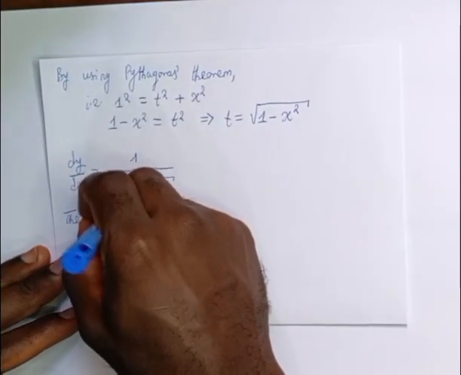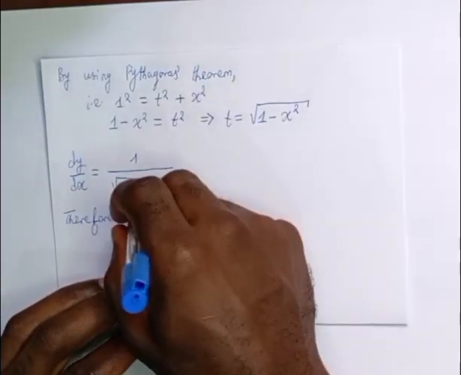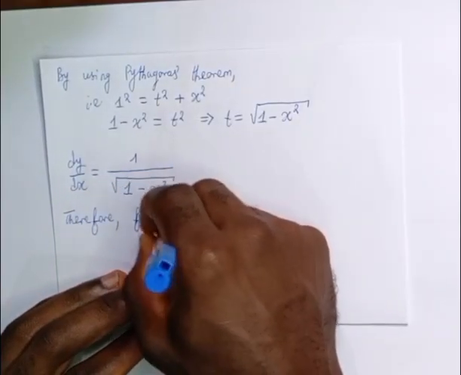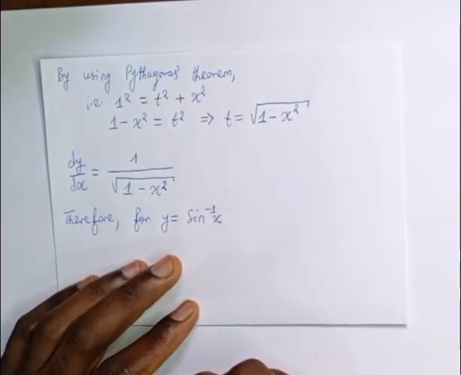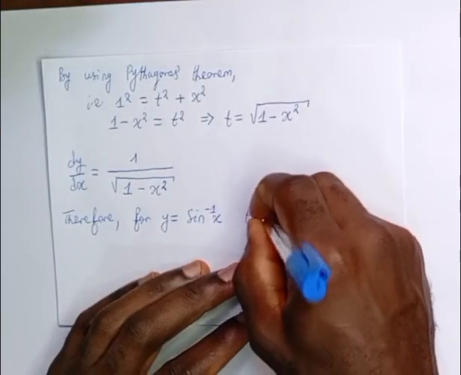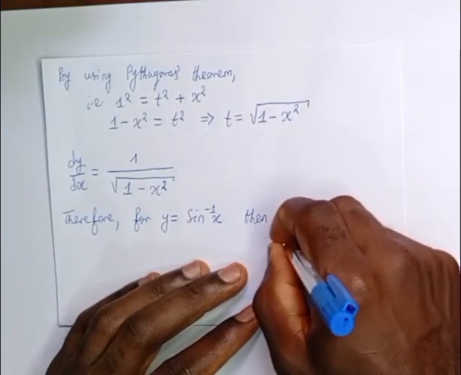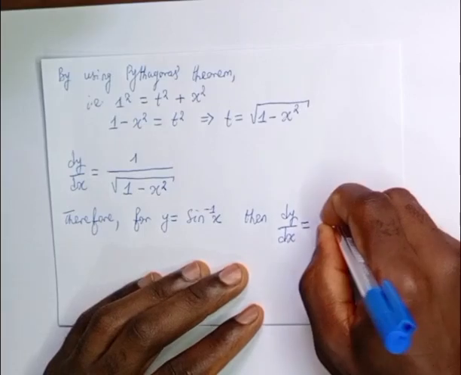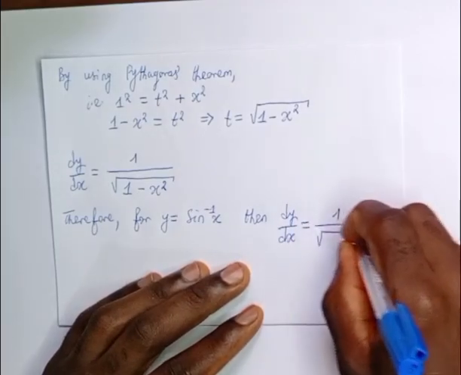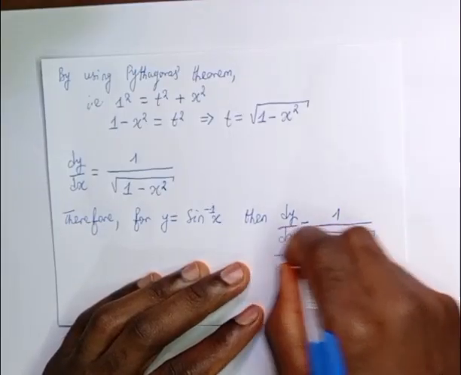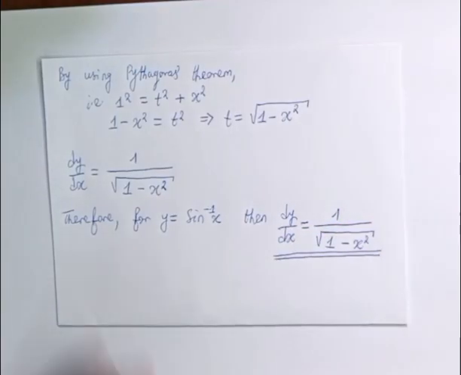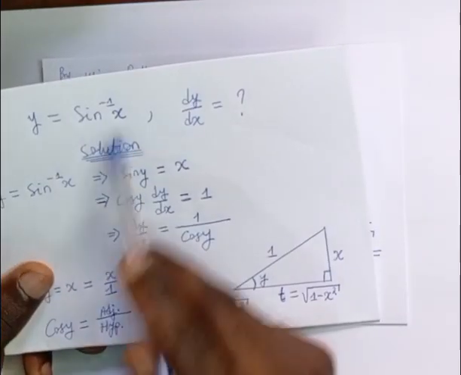therefore, for y equal to the sine inverse of x, then dy on dx will be equal to 1 all over the square root of 1 minus x squared. This is how we get the derivative of the inverse trigonometric function sine inverse of x.